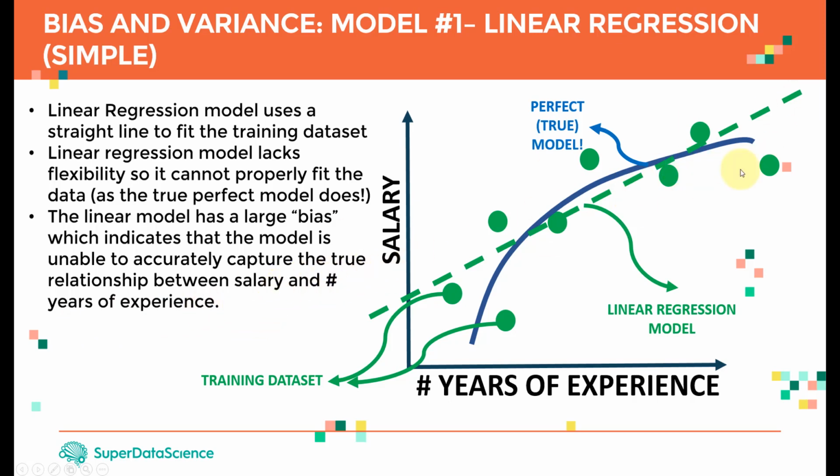So that's the first definition. When you have a model that doesn't capture the true values or the true fit within the training data, we call this fit one that has a large bias. Okay, all right. So in this case, the linear model has a large bias.